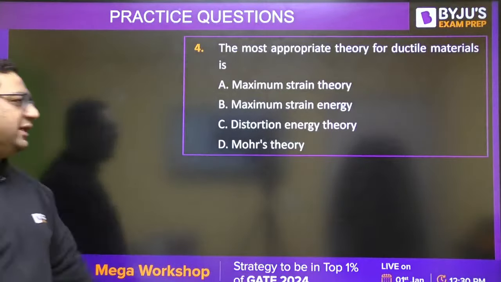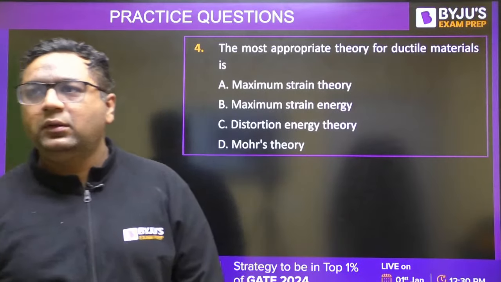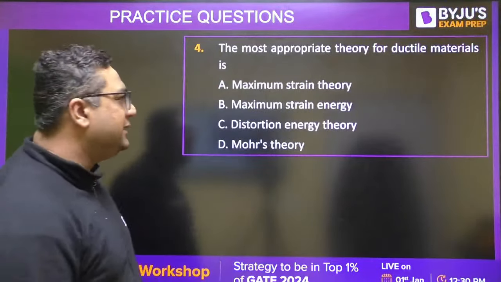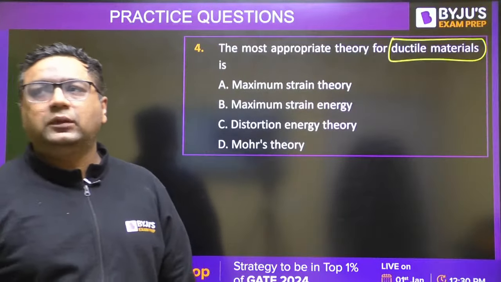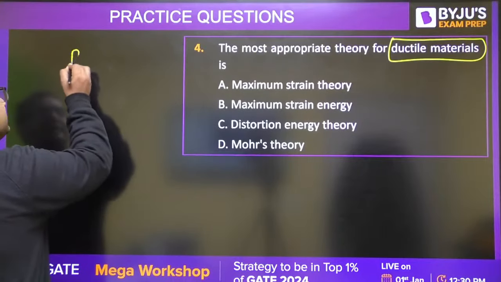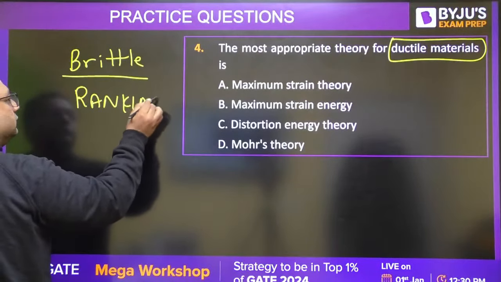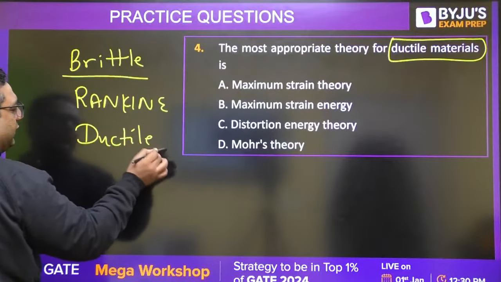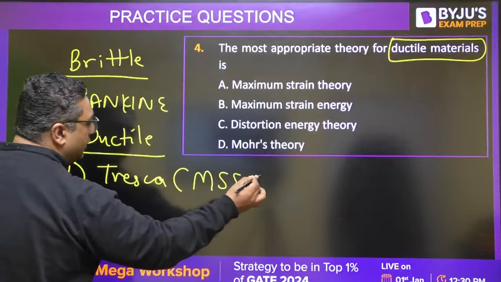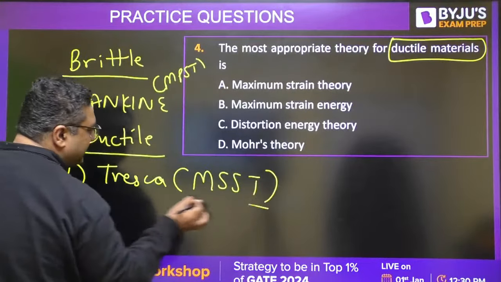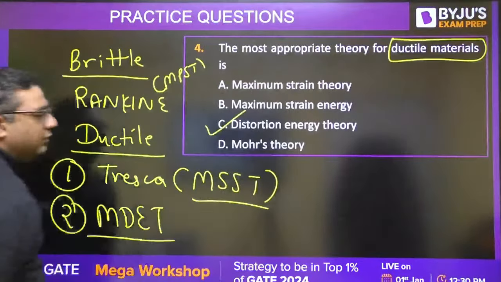Moving to the next question, this is once again an easy question. He is asking for the best theory for ductile materials. If they are asking for brittle material, then the best theory is Rankine. And if they are asking for ductile material, the best theory is Tresca, which is MSST. This is MPST. But MSST is not in the options. So the second option here is MDT, distortion energy theory. So the answer would be C, not D.